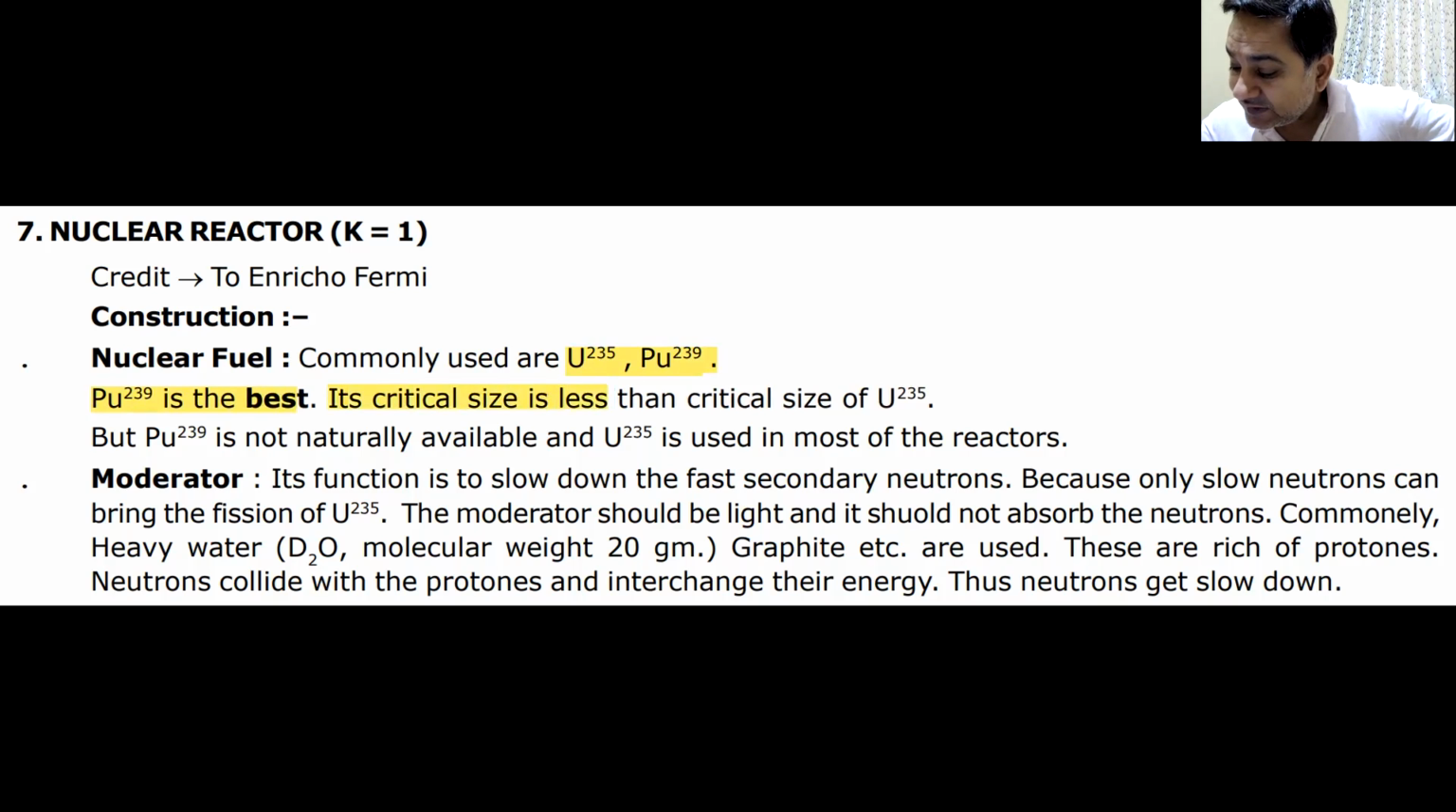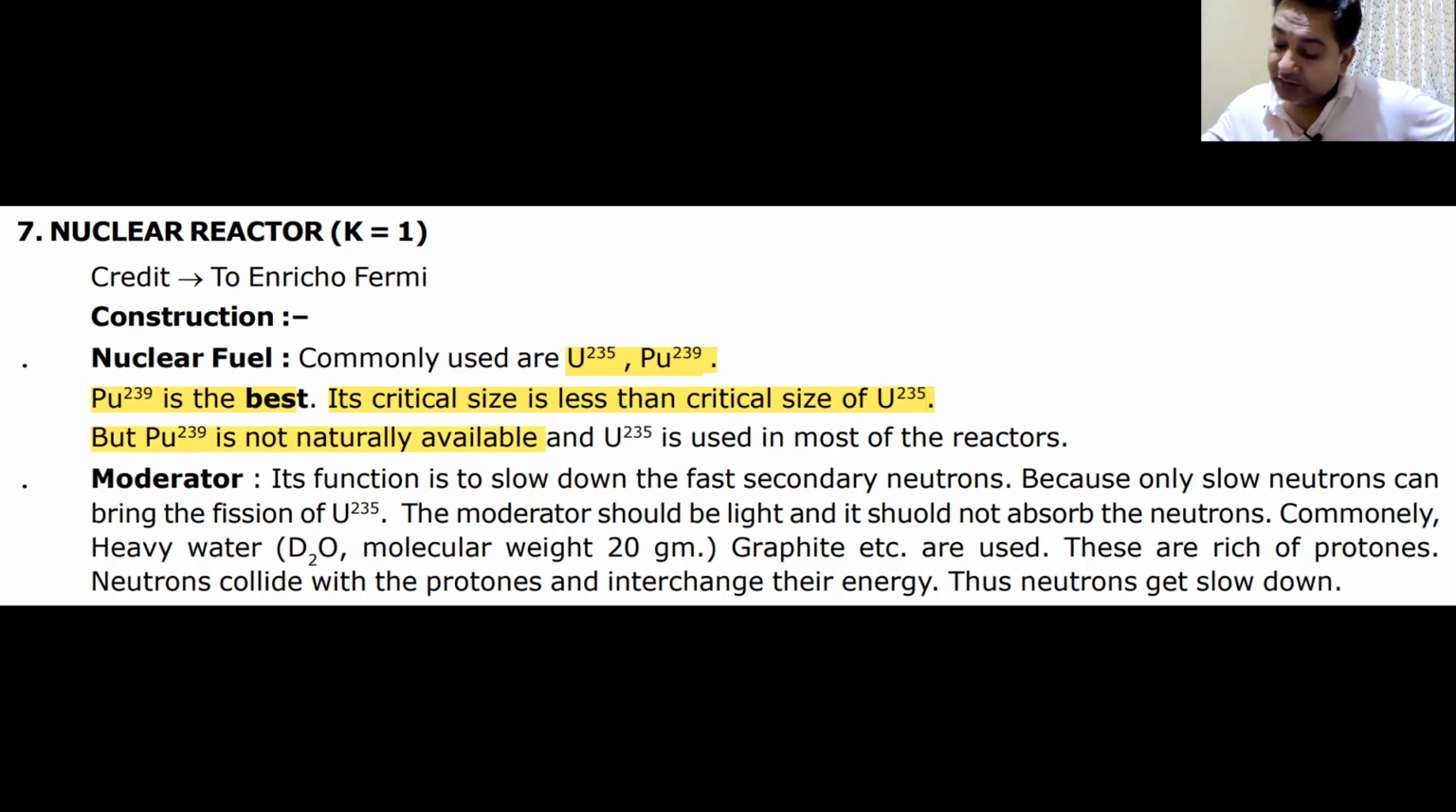Its critical size is less than the critical size of U-235, so I can have a smaller block of Pu. What is Pu? Plutonium, Pu-239. I can have a smaller block because the critical size is less, but it is not naturally available. Do we understand this? Yes, sir. It is artificial.